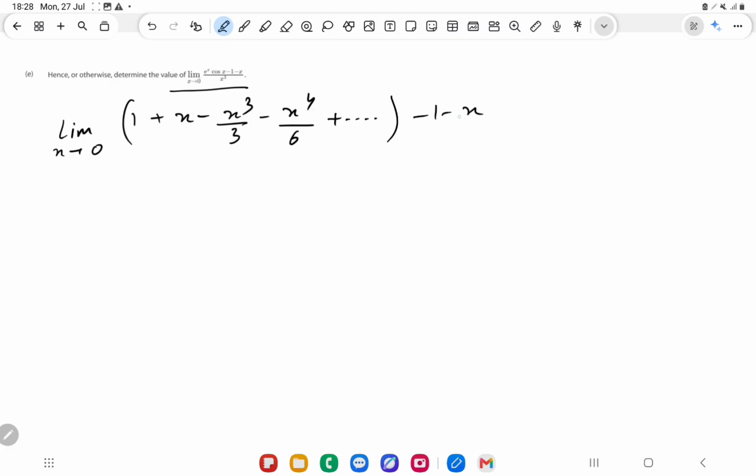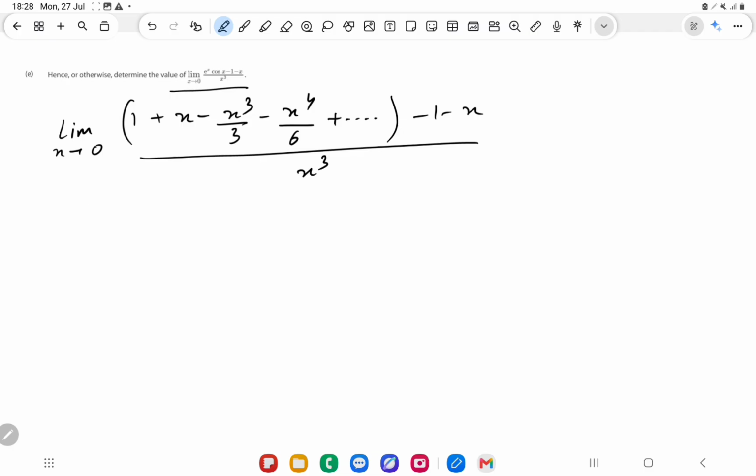Now the last part says find the value of the limit of this. Now if you pay attention, e to the power x cos x expansion I can use. So I can write limit x tends to 0. Instead of e to the power x cos x, what I can write is the expansion which I got from above, that is this. You can check from the previous part, it was 6 and then keeps going. So this is the expansion which I can put, minus 1 minus x, whole over x cube.